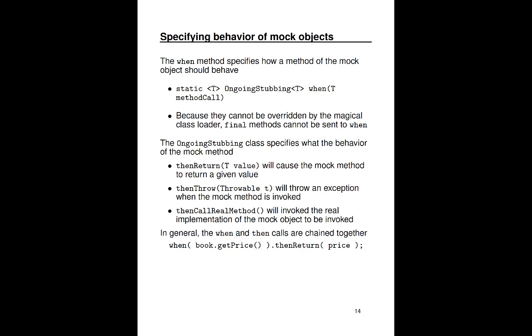So we saw this in the previous example. You can invoke thenReturn to have the mock object return a particular value when that mock method is invoked. You can also specify that when that mock method is invoked, an exception should be thrown by calling thenThrow on the thing returned by the when. If you're mocking a class, you can also have the mock object call the real method, which might be appropriate in some cases. Syntactically, we usually chain the calls together, so you have something that reads maybe a little bit more naturally. So you say, when book.getPrice is invoked, then return the price that we use in our tests.